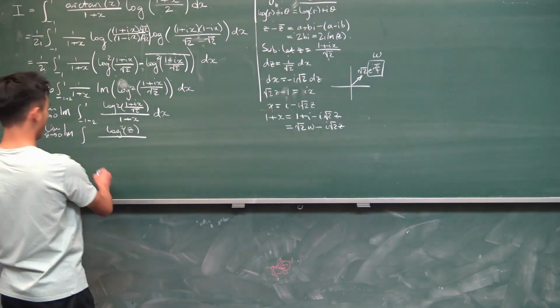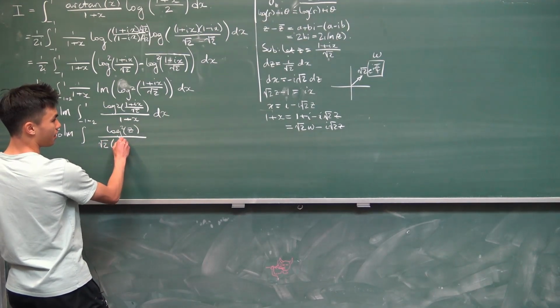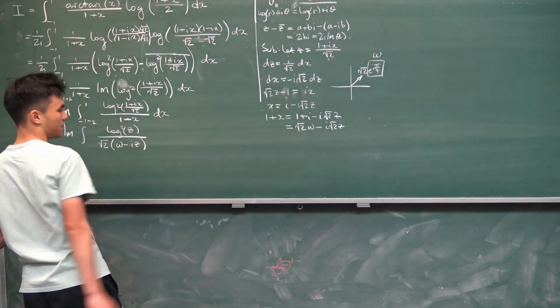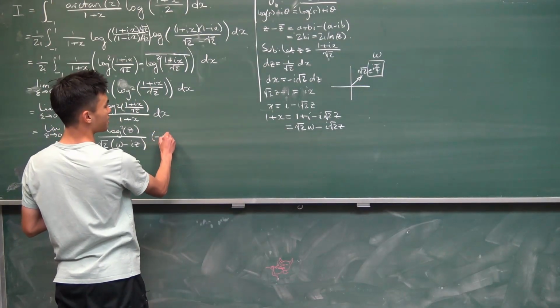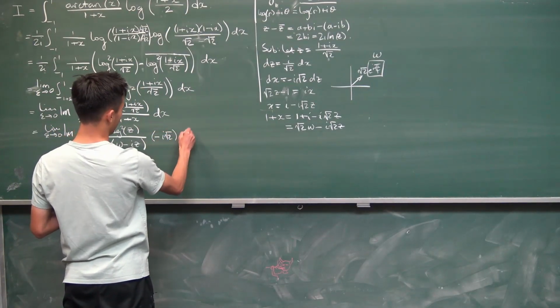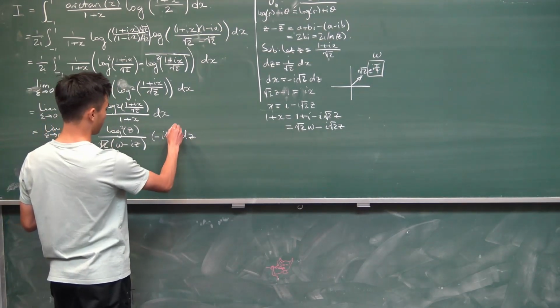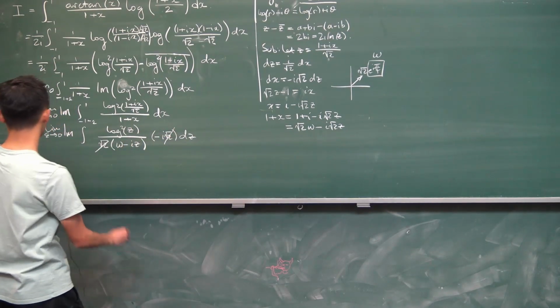We have the square root of 2. Let's factor out the square root of 2, and then we're left with omega minus i times z. Then we have the dx to worry about as well. dx is equal to negative i square root of 2 dz. Something quite nice happens: we have root 2 and root 2, and those will cancel. Let's also multiply this negative i into the thing over here.